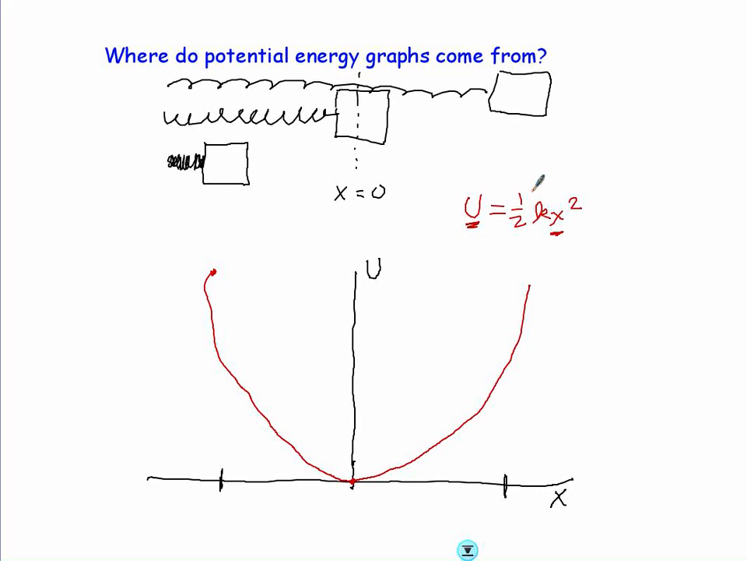So hopefully that gives you some idea of how a potential energy versus position graph is created for an object on a spring. Now there are a lot of other types of objects that might have potential energy, not necessarily attached to a spring. So you can have lots of different looking graphs, but this is what one looks like for an object on a spring.